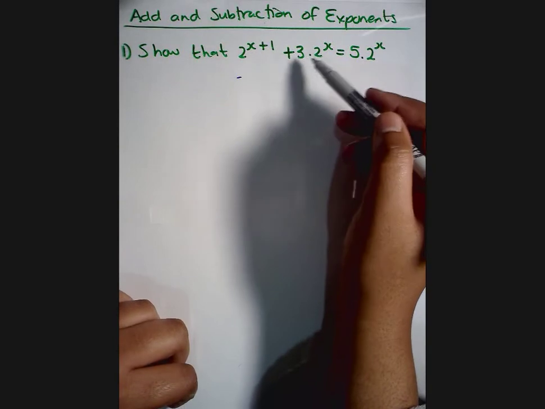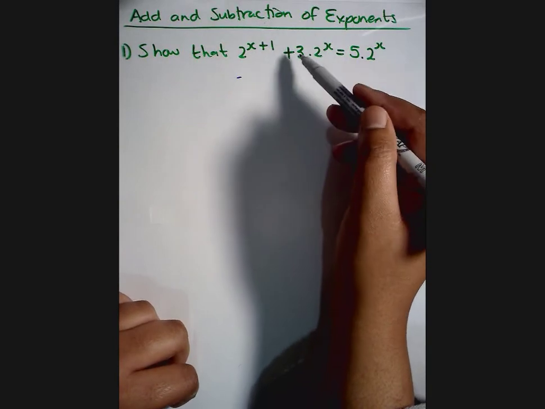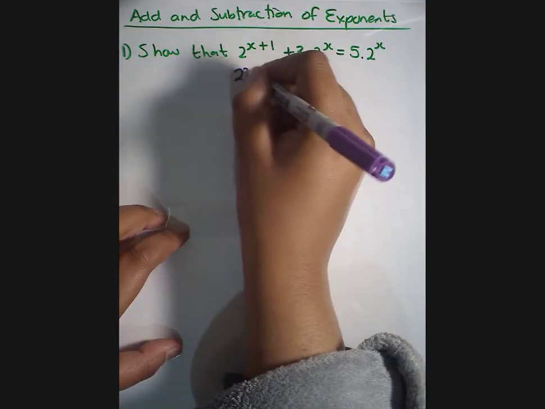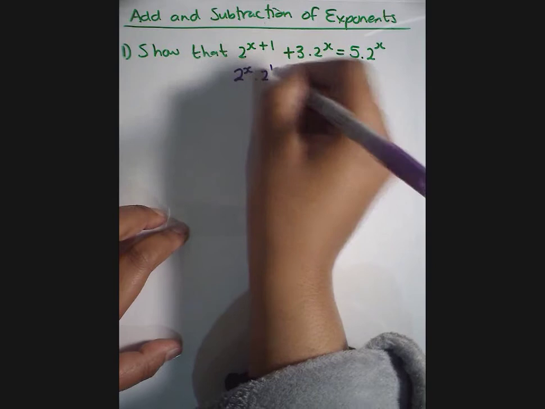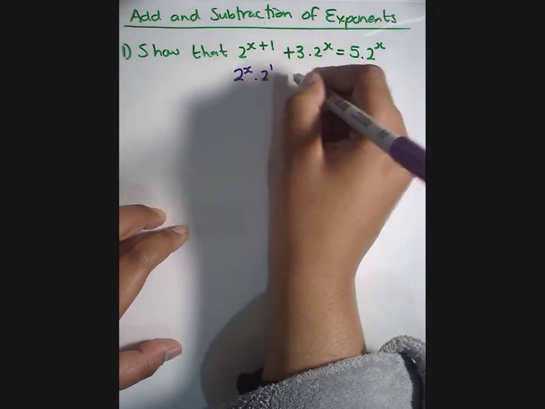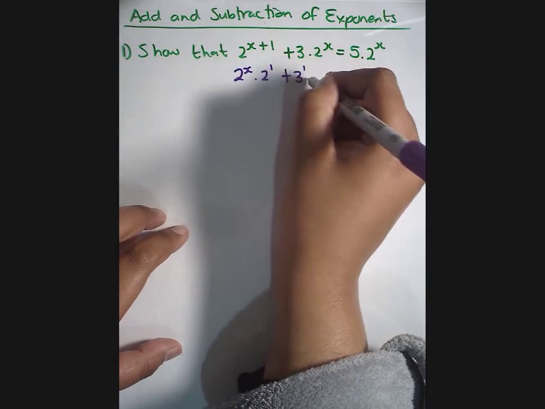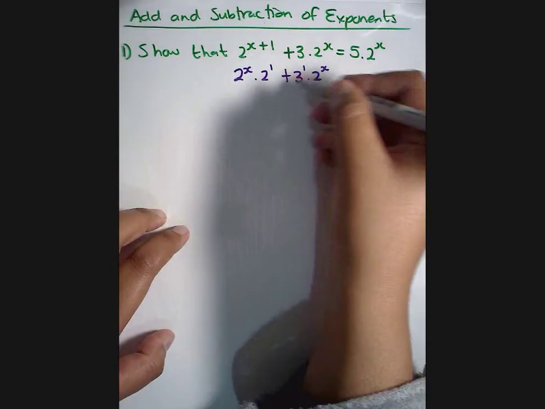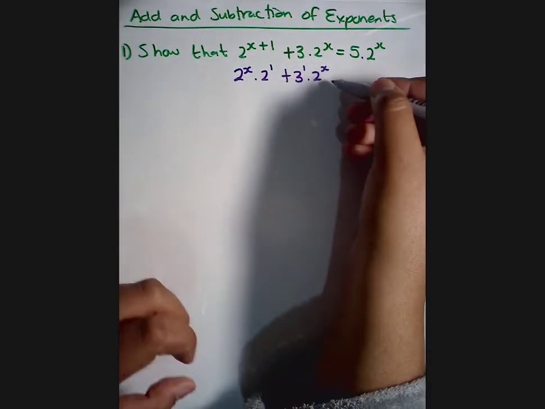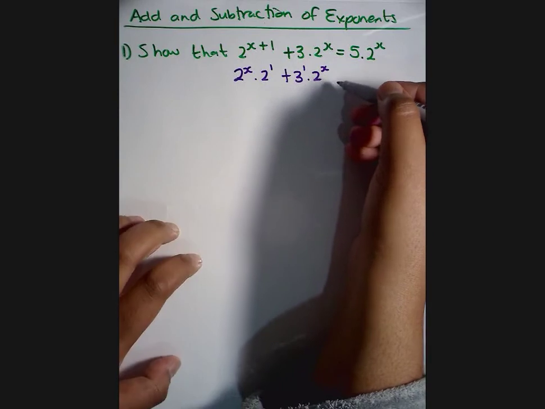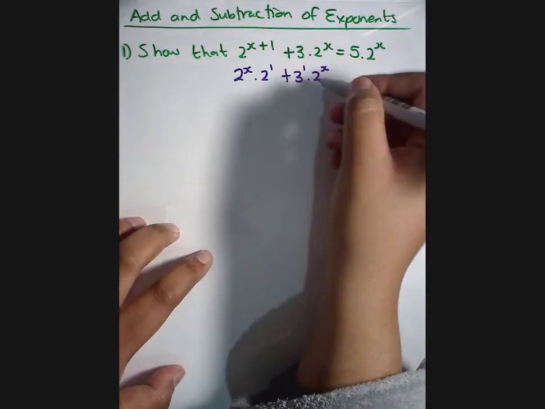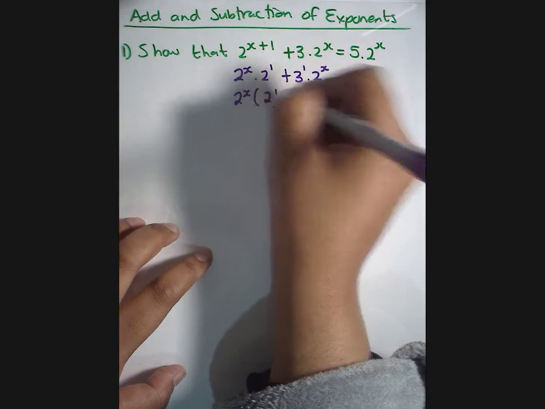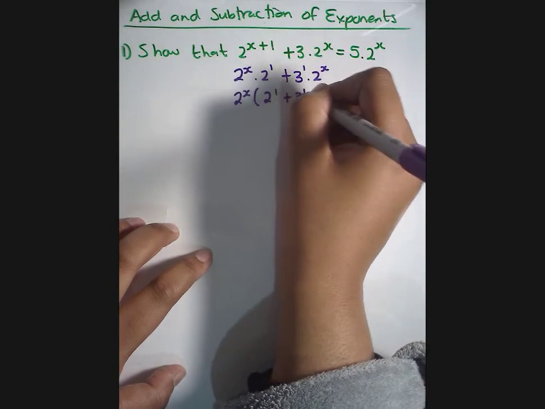But here it's addition. So here we need to go and separate the terms. So we're going to say 2 to the power of x times 2 to the power of 1 is the same as this, plus 3 to the power of 1 times 2 to the power of x. Right, once I get something like this, I need to take out a highest common factor. What is common here, what is common there? It's 2 to the power of x. When I take it out here, I'm left with 2 to the power of 1. When I take it out there, I'm left with 3 to the power of 1.